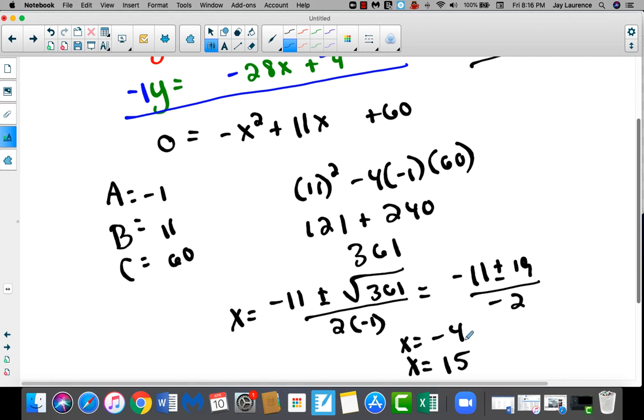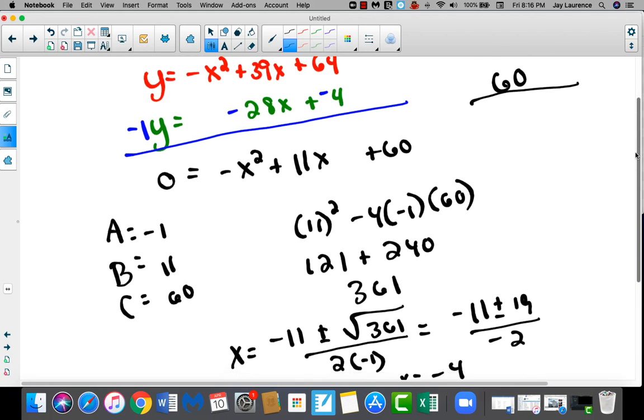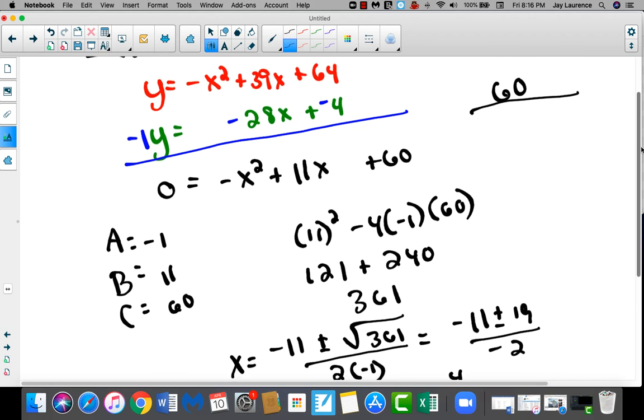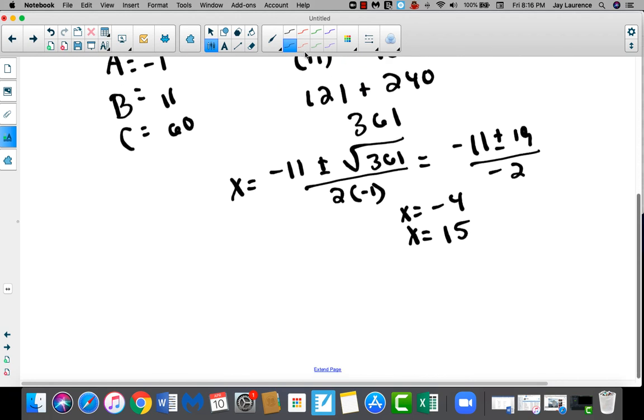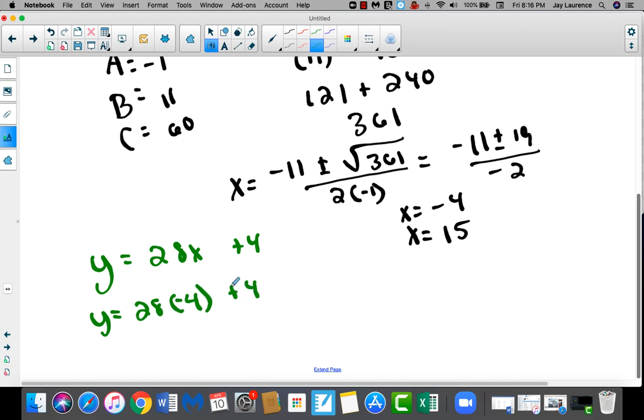So when x are those values, the two equations will be intersecting each other. Now, you don't have to plug them into both equations. I'm going to take the green equation to get the y coordinates, okay? Y is going to equal 28x plus 4. And I'm going to, the y is going to equal 28 times, oh, negative 4, sorry, plus 4. And I'm also going to do y equals 28 times 15 plus 4. I'm going to let you do those on your own, but those will get you the two y coordinates. You could use the quadratic equation to get them, but it doesn't matter because you're going to end up with the same y coordinates.